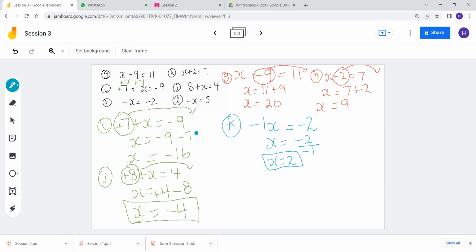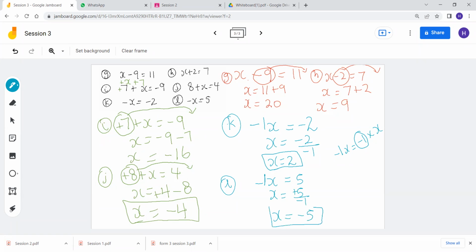Same thing for the last one, part L. We have minus x equal to 5. Instead of saying minus x equal to 5, we say minus 1x equal to 5, which is the same as minus 1 times x. So the inverse of multiplying by minus 1 is dividing by minus 1. So x is equal to 5 divided by minus 1, which is negative 5.